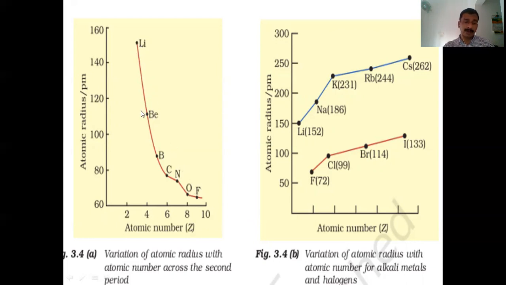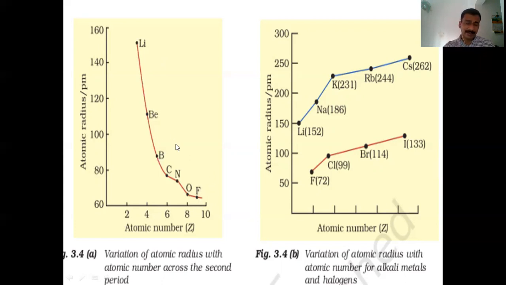Lithium is the biggest one, then beryllium is smaller than lithium, boron smaller than beryllium, carbon smaller than boron, nitrogen smaller than carbon, oxygen smaller than nitrogen, fluorine smaller than oxygen. Here it is atomic radius. So atomic radius decreases as we move from lithium to fluorine. Here the size is very small.